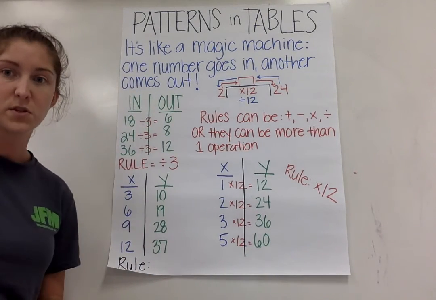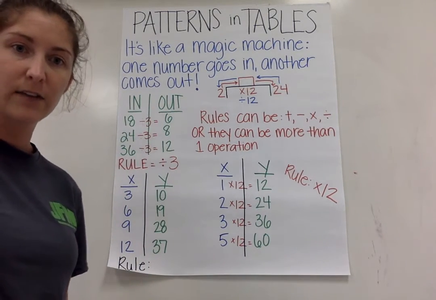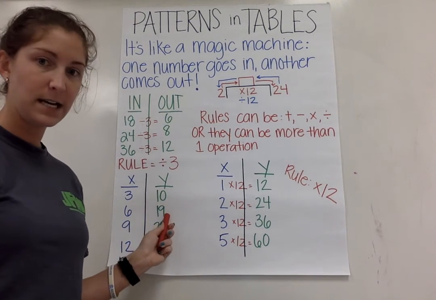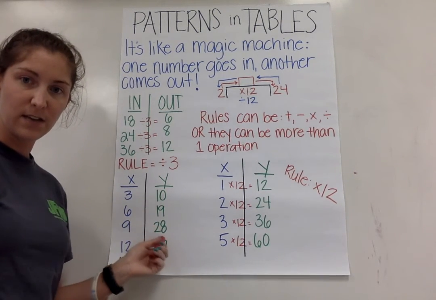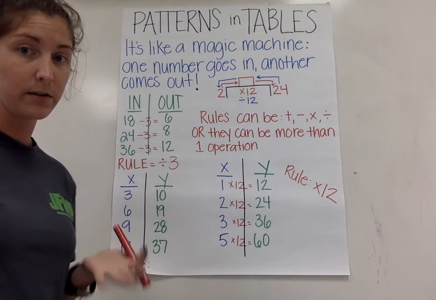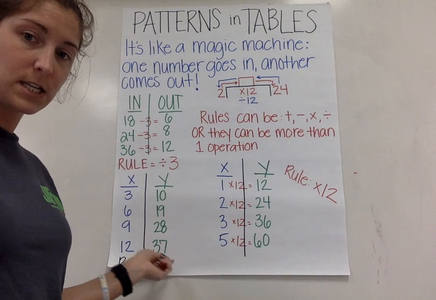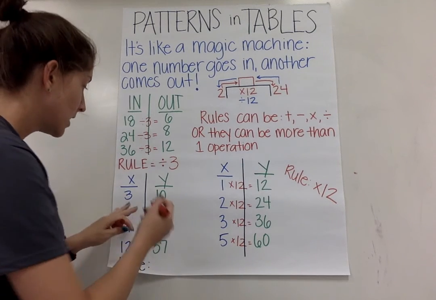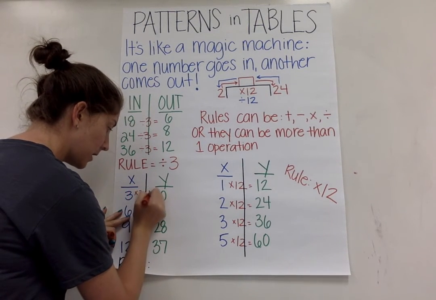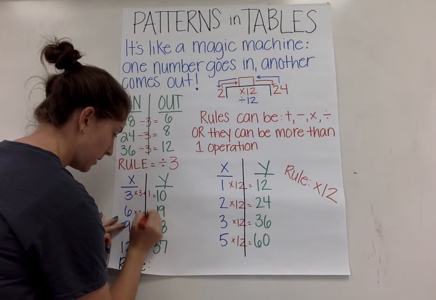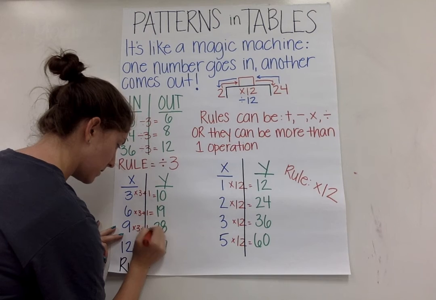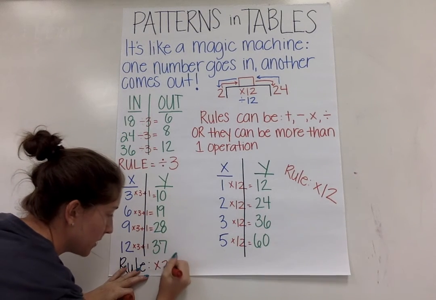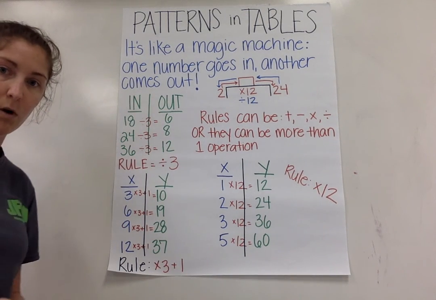So let's try 3 times 3. 3 times 3 is 9, and then I have to add 1, that's 10. 6 times 3 is 18, add 1, 19. 9 times 3 is 27, add 1, 28. I think we're catching on to something. 12 times 3 is 36, plus 1 is 37. So does that rule work for us? Yeah, it does. So for this one, it's going to be times 3 plus 1. So our rule, you're going to multiply by 3 and then you're going to add 1.